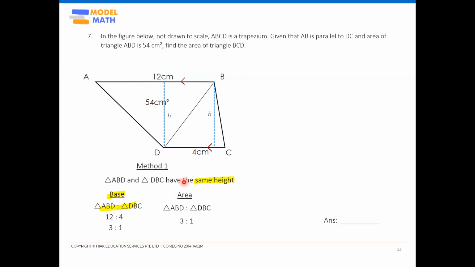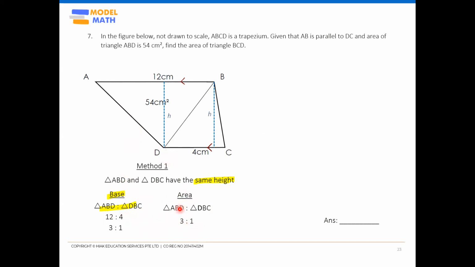Just bear in mind that the 3 units and 3 units here have different values, because this is the base unit and this is the area unit. So 3 units here will be 12 cm. It does not mean that this 3 is 12 also, that would be wrong, because this is area. So there are two different kinds of ratios, two different categories, with no common unit.